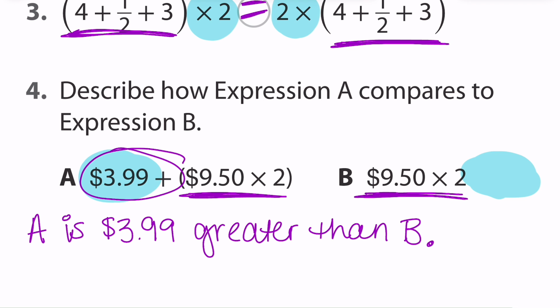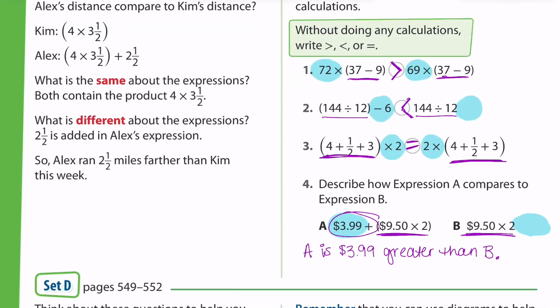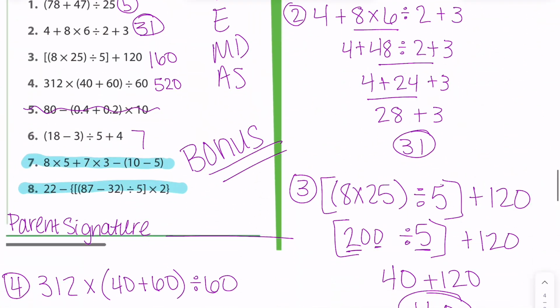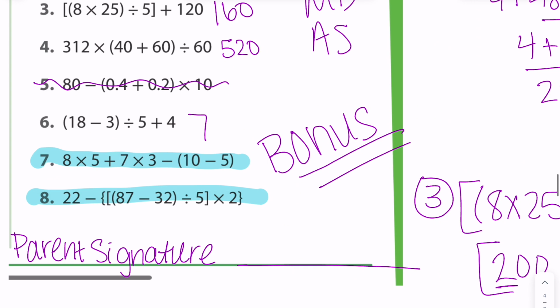So work through those problems, practice those, get ready for your test tomorrow. Do those bonus questions that we marked down here. You need to do 7 and 8, get the signature so that you can get 10 bonus points on your test. Hopefully, I'll be back tomorrow and I'm feeling better, but we'll see.